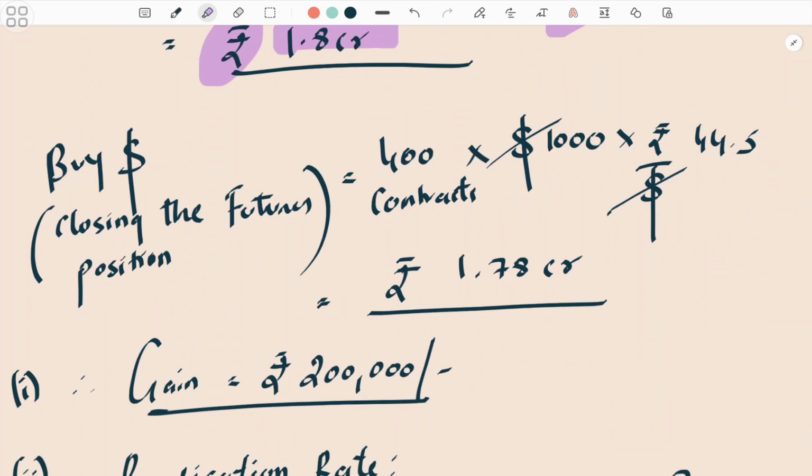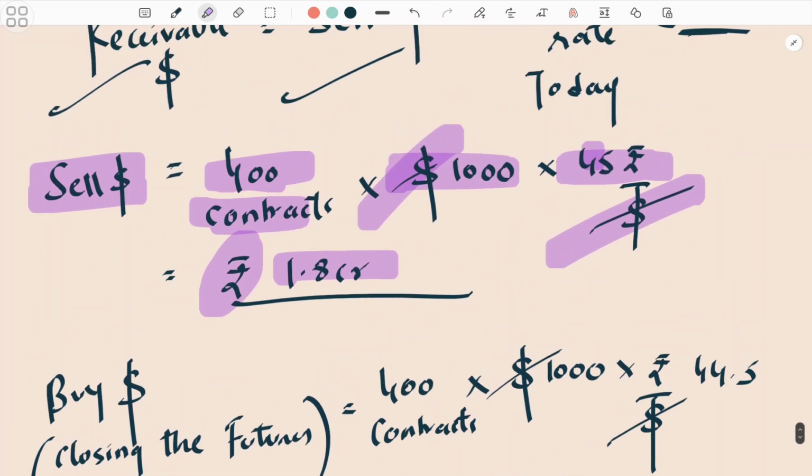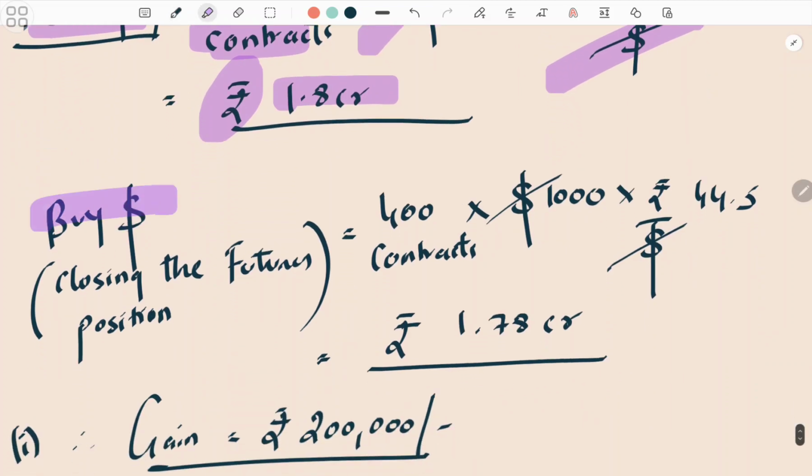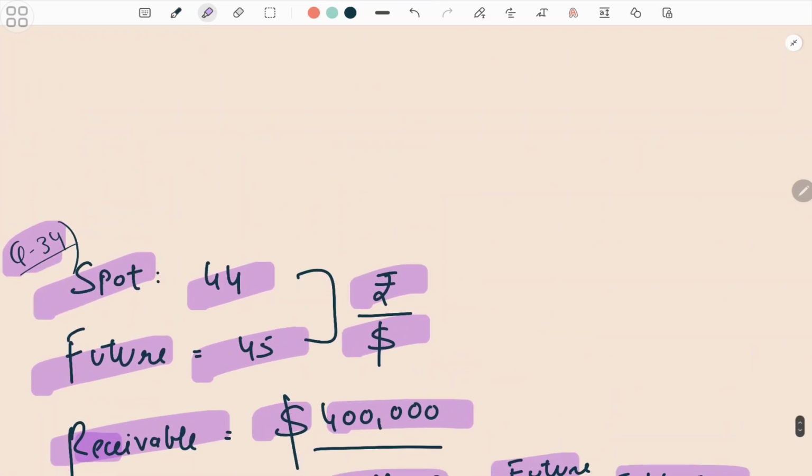So what I'll do, basically, I'll close the position, which means entering into an opposite contract, right? The initial future contract, the hedge contract, was sell dollar. So now what I'll do is buy dollar. Very simple. Okay, so buy dollar. Now what is the rate prevailing in the market? Let's see. I've written these rates.